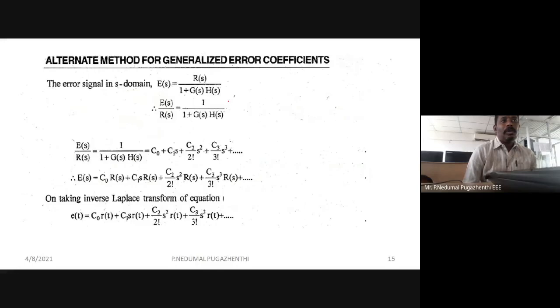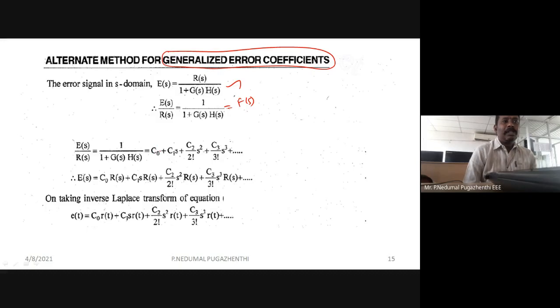So using that relation, I can use another method to find the same generalized error coefficients. We already know that E of s is equal to R of s divided by 1 plus G of s H of s. So this is your F of s, 1 by 1 plus G of s H of s.